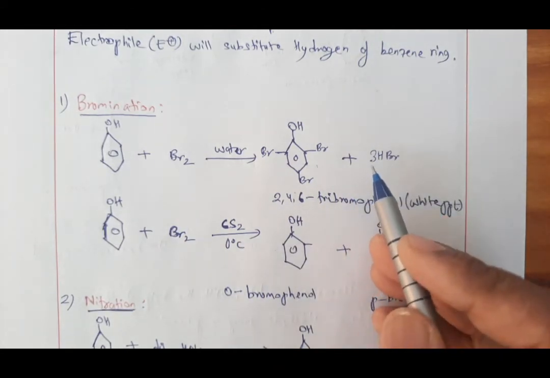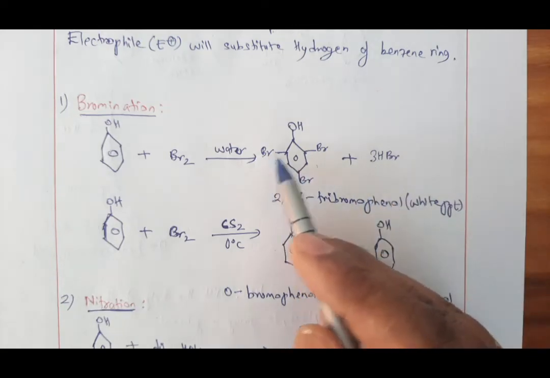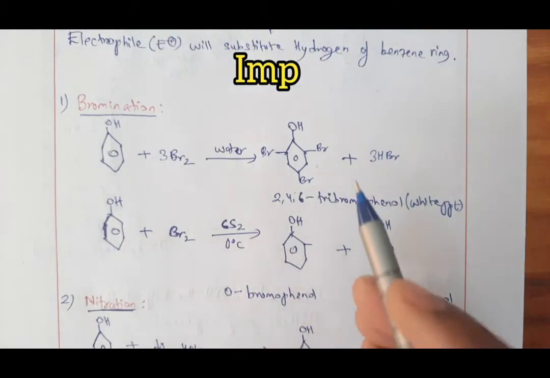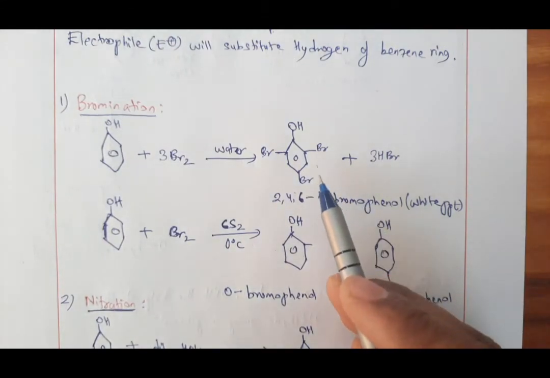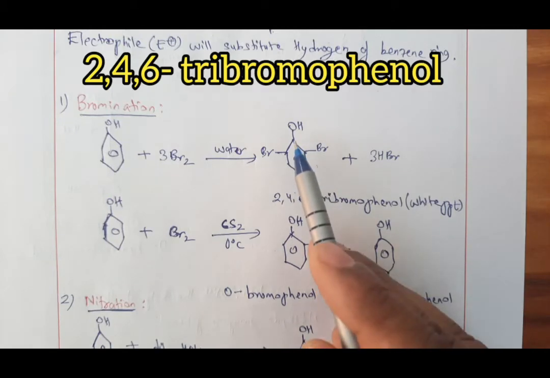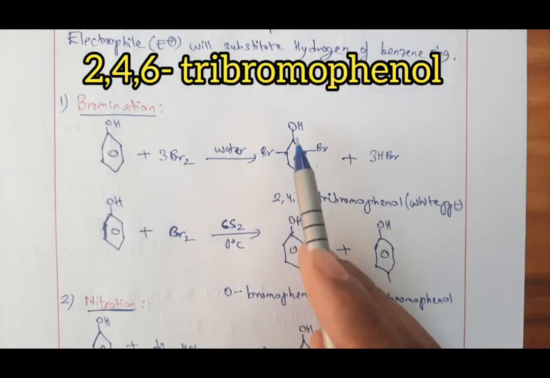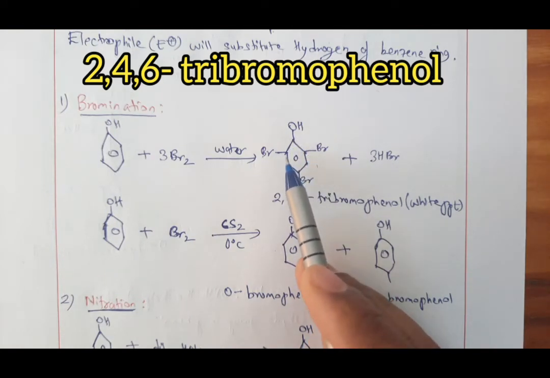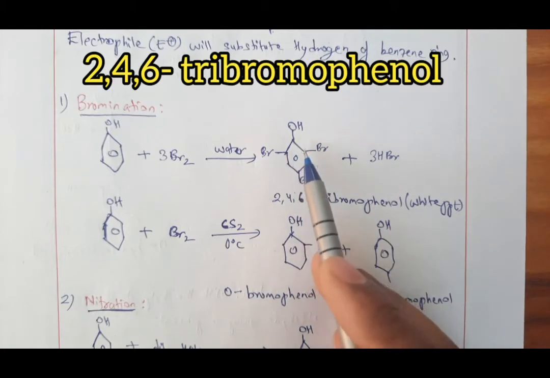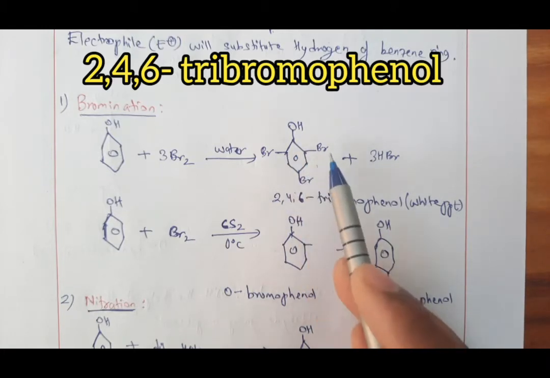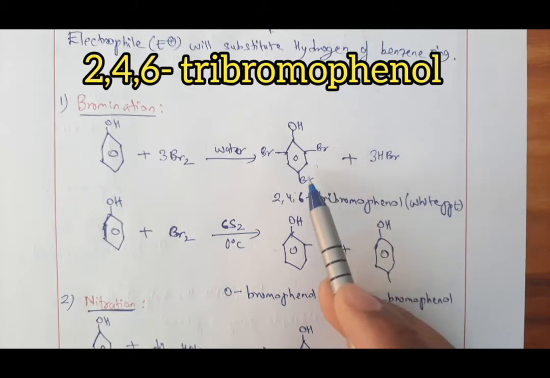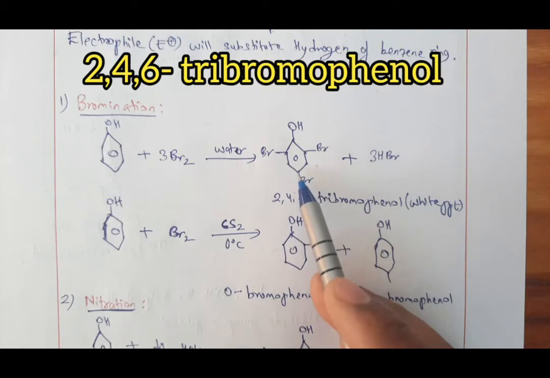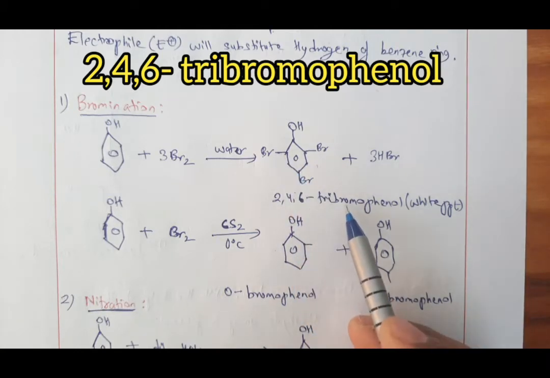So how many bromine are used in total? Here is 3, here is 3, total 6. So to balance, we put 3 here, 3 to the 6. Bromine is balanced. And the compound so formed is called, count from here. 1, 2, 3, 4, 5, 6. In 2 what is hanging? Bromo. In 4 what is hanging? Bromo. In 6 also what is hanging? Bromo. So 2, 4, 6, total tribromophenol.